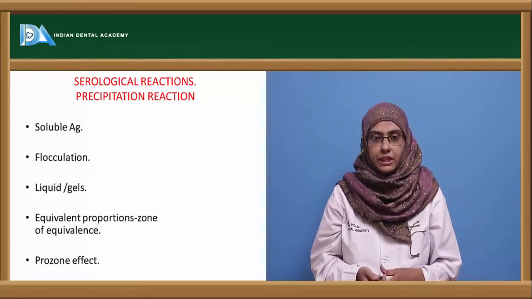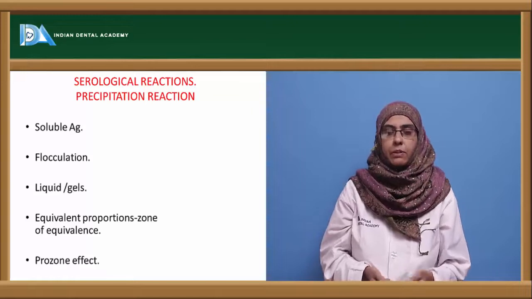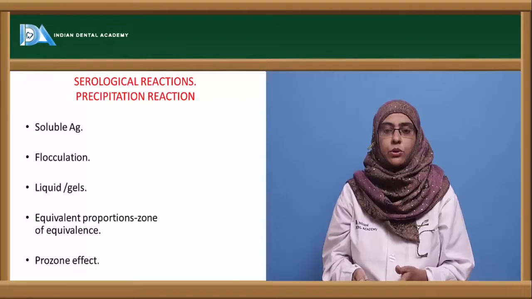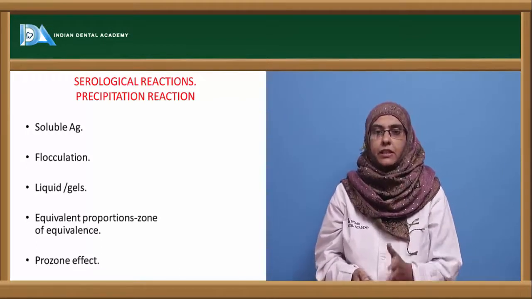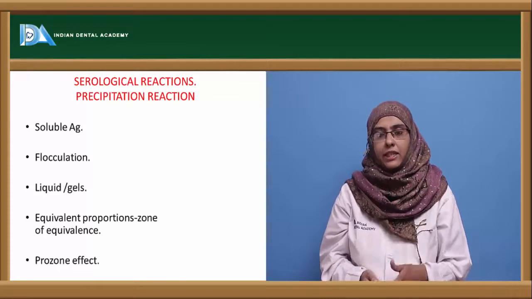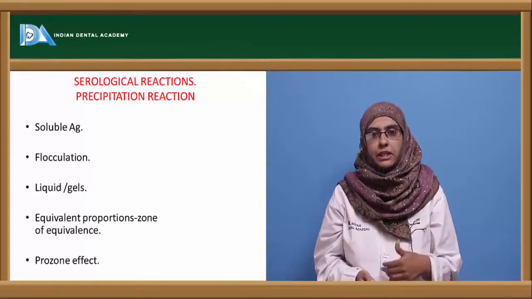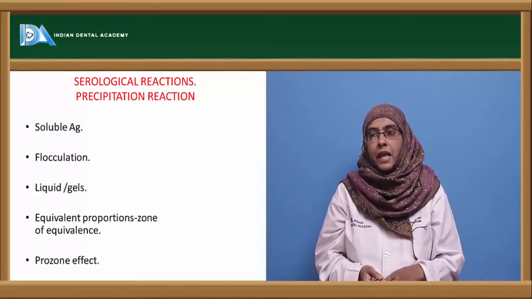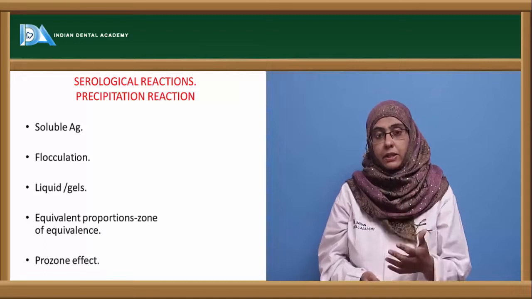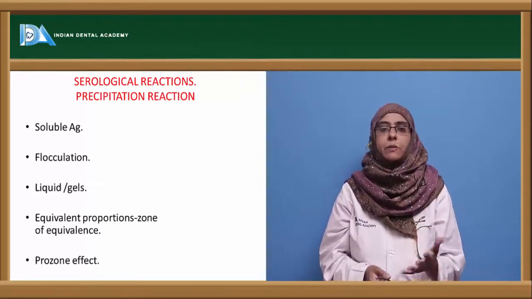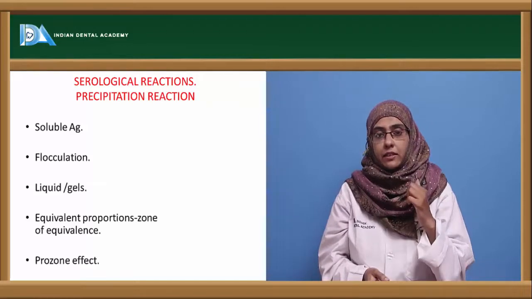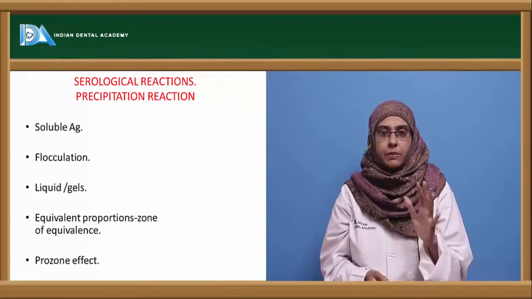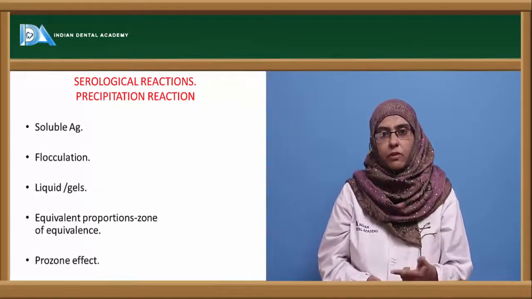And here the precipitation test can also take place in liquid media or in gel media, where agarose is mostly used to see the precipitation reaction in the form of a band or a line, whereas in liquid you can see the insoluble precipitate settling at the bottom or as floccules in between the two layers of the liquid. Now when does this precipitation reaction take place? It is only when there is an equal proportion of antigen and antibody mixed in a test tube that you can see the formation of a precipitate.